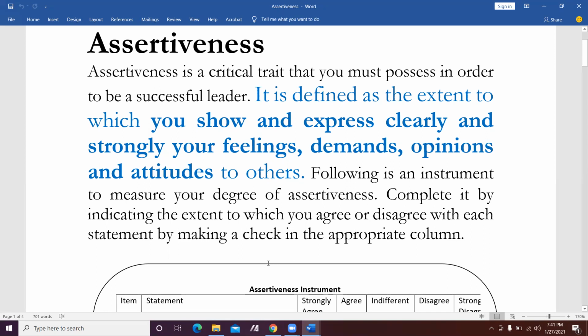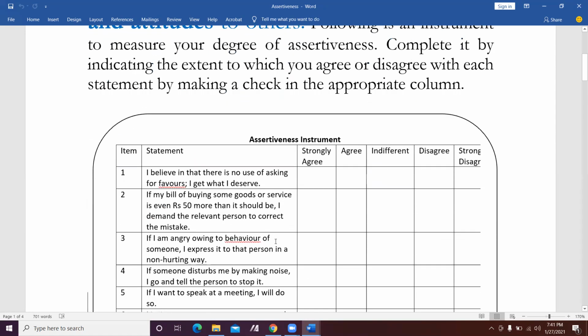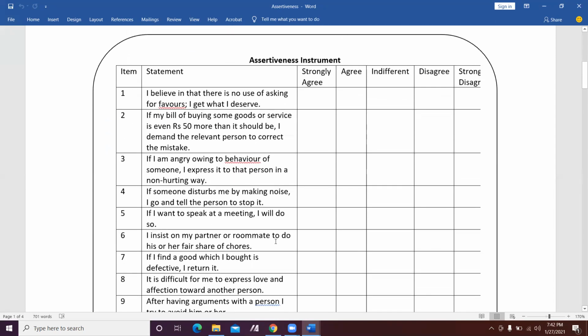Now I'm going to give you an instrument which you can use to measure assertiveness. Genuinely, you should use this one to measure your degree of assertiveness. Maybe for some items you may not have the relevant experience, but anyway, you can assume how you would act if you became an employee or a boss like that.